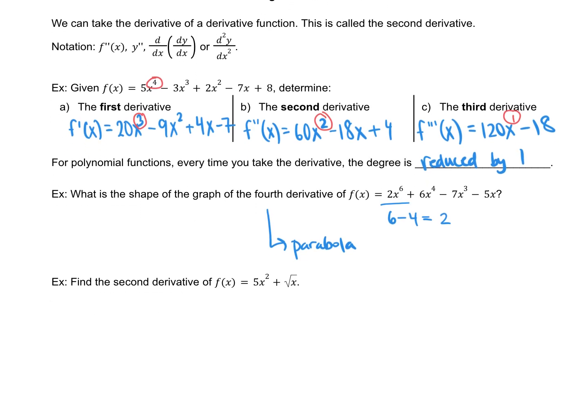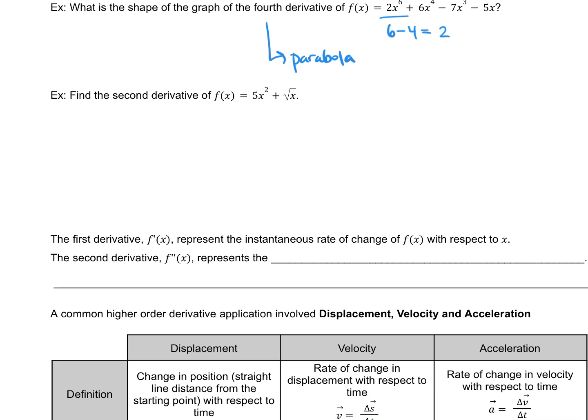All right, let's find the second derivative of f of x. And this one has a root in there, so I might first rewrite this as 5x squared plus x to the power of a half. I'm going to take my first derivative, and we'll have 10x plus 1/2 x to the power of negative a half. And normally I would clean up my first derivative, but in this case, because I'm going to keep going to the second derivative, I like how it's looking right now. I want the rational exponent, so I can use my power rules. So now I'm just going to keep going.